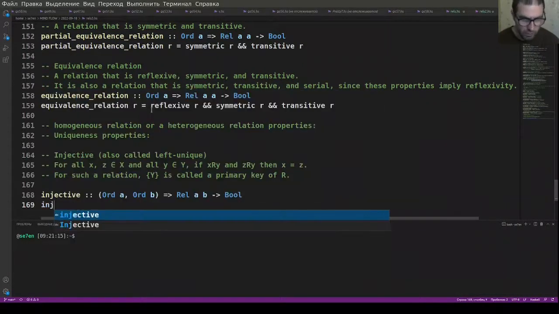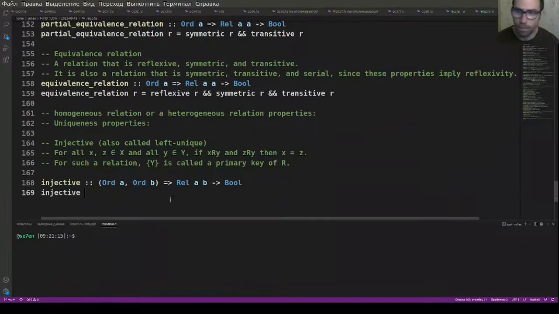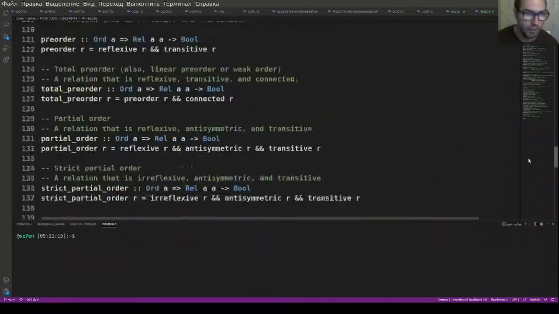Okay, and we can go to the definition of the injective property. We need to have some relation here, so how do we encode a relation? Let's remember this definition of the relation. There we have two sets, the domain and codomain sets, and we also have the graph, actually the pairs of these relations. All three of these are represented as sets. And let's go back to our implementation.